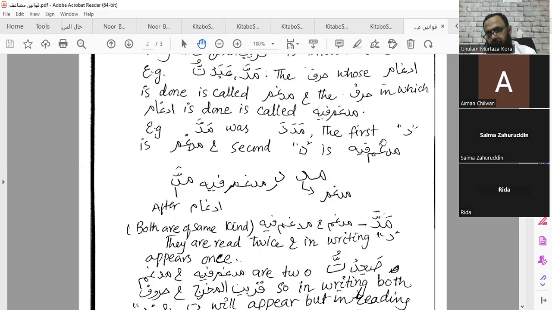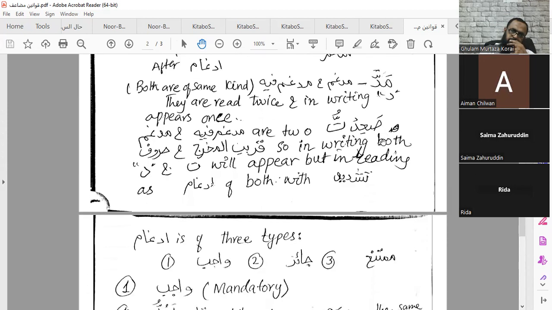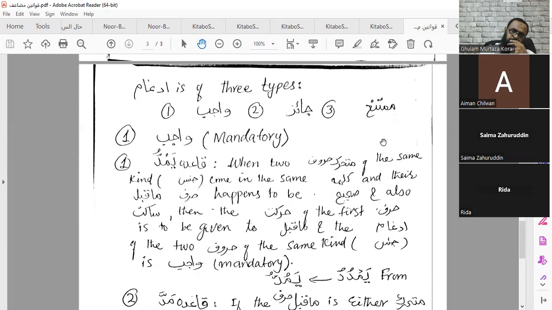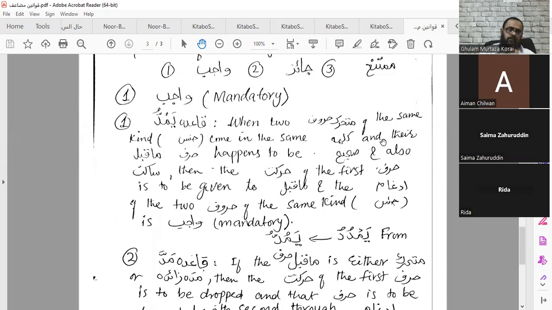Shall we proceed with the rules of wajib? Yes. Brother Eman, do you have any problem in going through the rules? No problem? No, Ustad. Very good.